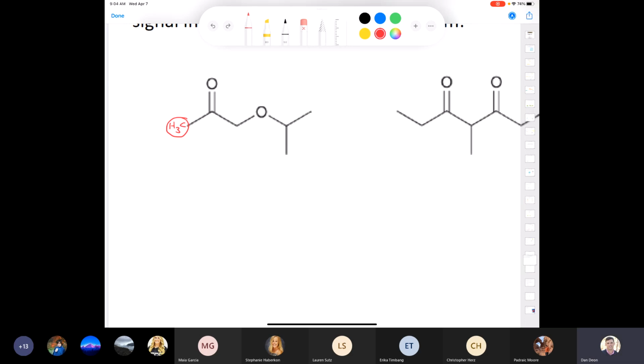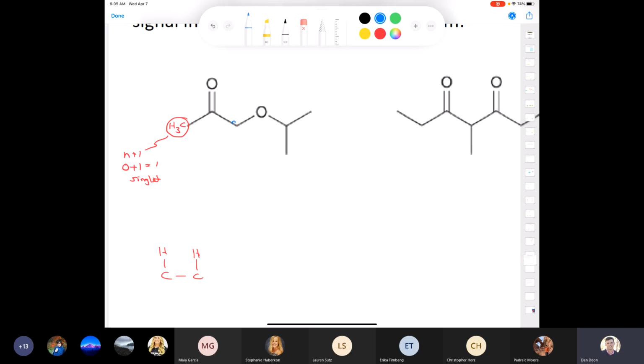Remember that in order to apply the splitting, I have to go to the next door neighbor. The next door neighbor is this carbon right here, which has no protons attached to it. So I would apply n plus 1, and it would be 0 plus 1, and so I end up with 1, and so this would give me a singlet. I'd end up with a singlet for that methyl group.